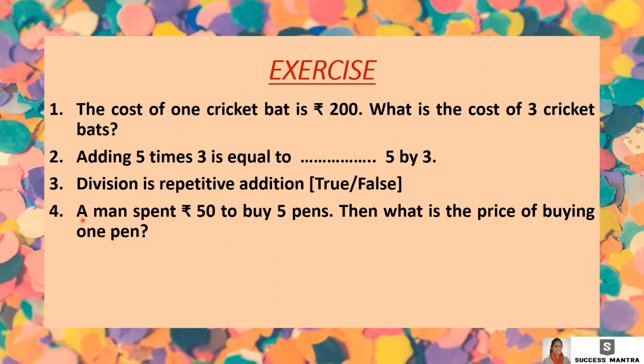Moving on to the fourth question. A man spends rupees 50 to buy 5 pens. Then what is the price of buying 1 pen? So the total amount of buying 5 pens is given. So we need to find the cost of 1 pen. From the total, in order to find the individual cost, which operation do we need to do? Definitely the division operation. So we divide the total 50 by 5. Then we get the cost of 1 pen as rupees 10.